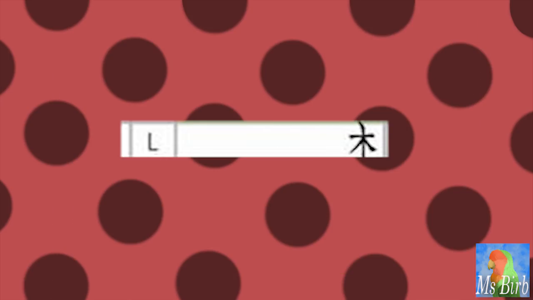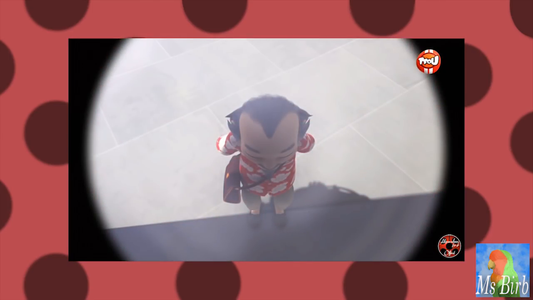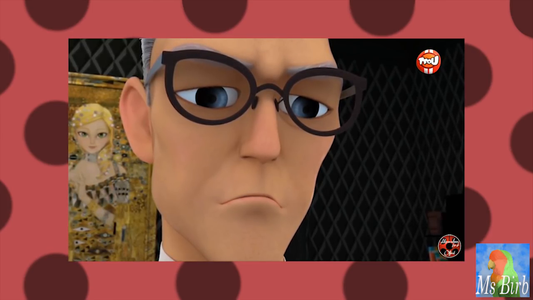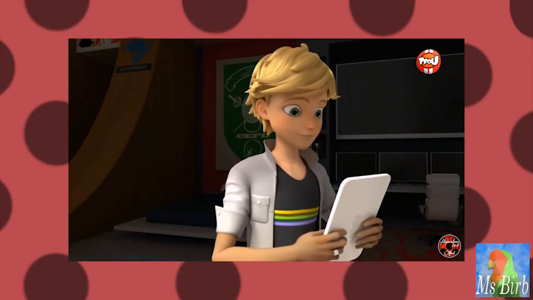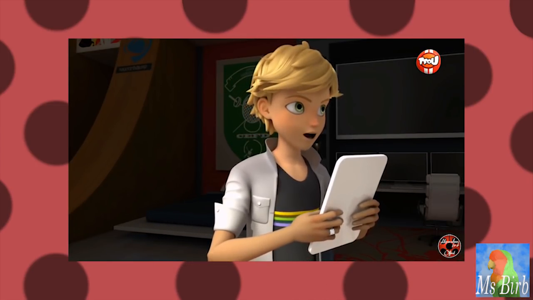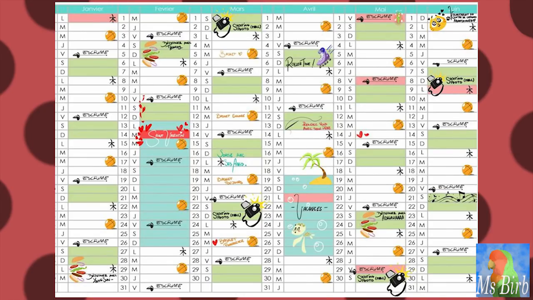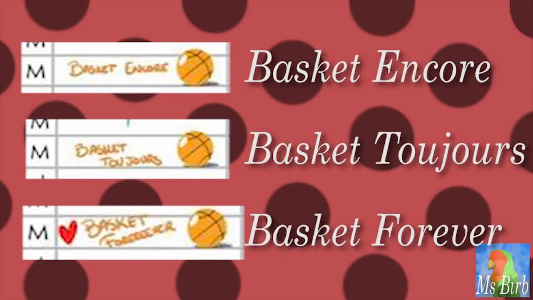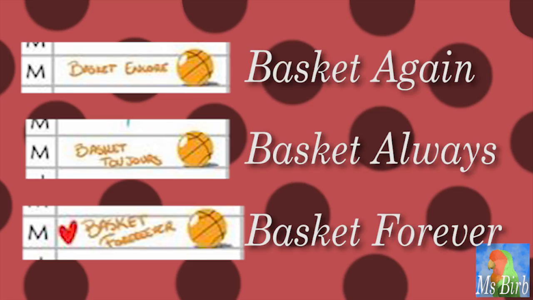I mean, it can only be a guess because the Chinese character that's written down here means wood in Mandarin, which is the Chinese dialect that Adrien is learning. Why wood? I have no idea. It might have just been shoehorned in to show that, oh, this is Chinese, so a Chinese symbol, whatever. Also, it's interesting to note that Marinette wrote some things alongside some of the basketball dates. Basket encore, basket toujours, and basket forever, which means basket again, basket always, and basket forever.